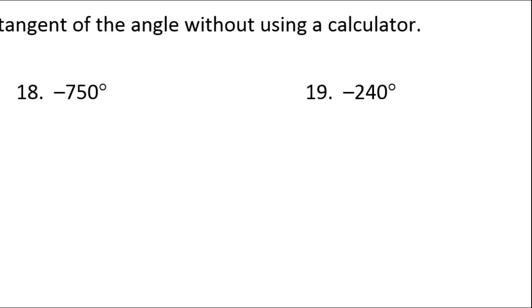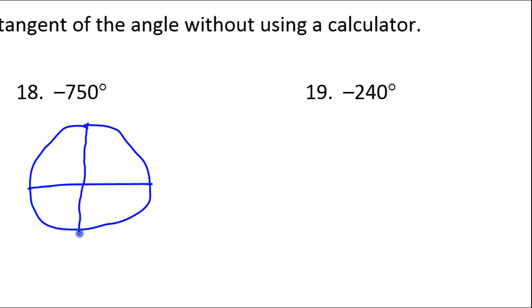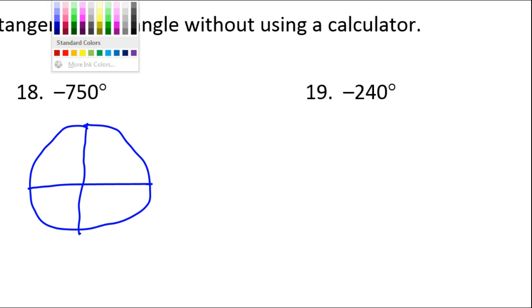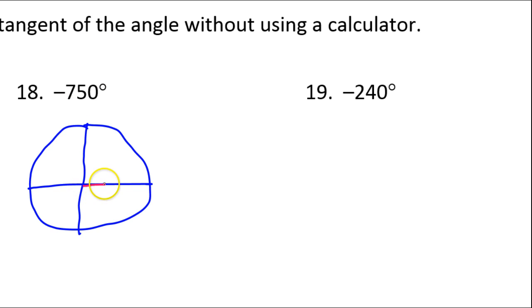Let's do that again for negative 750. Alright, keep in mind that negative angles are going to be clockwise. Let's figure out exactly where this thing is. Here is the initial side. Now, I'm going to go clockwise because it's negative. If I went all the way around and back to where I started, so far I went negative 360 degrees. I'm still far away from negative 750.